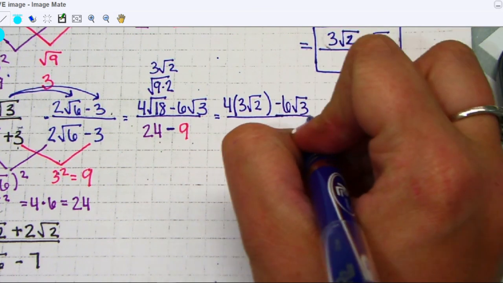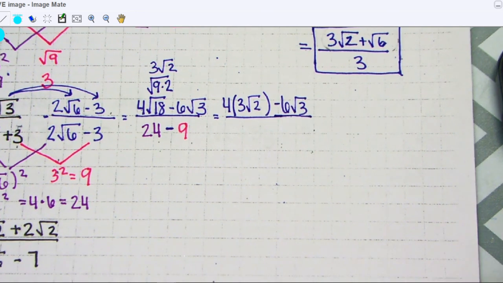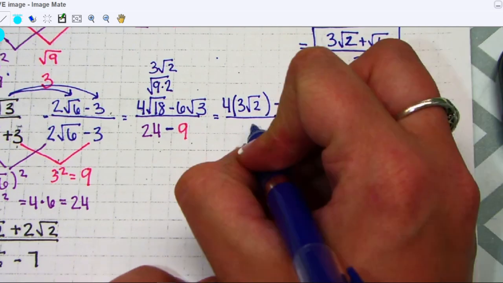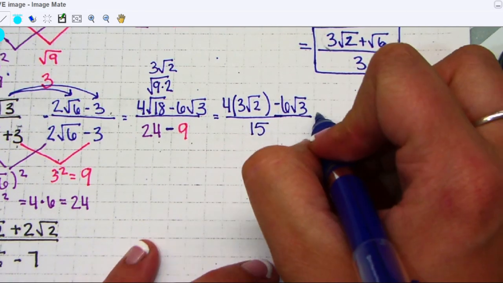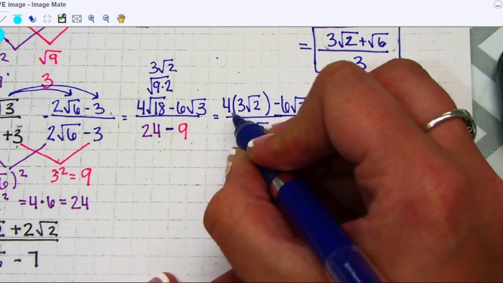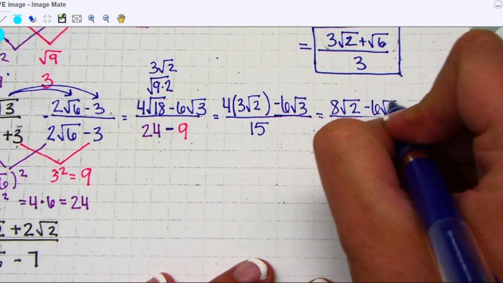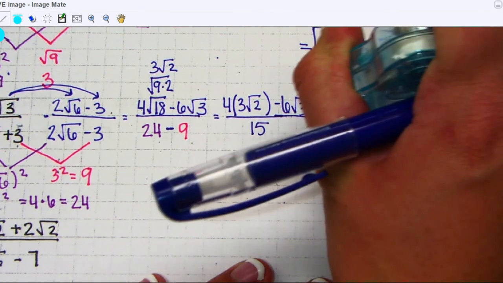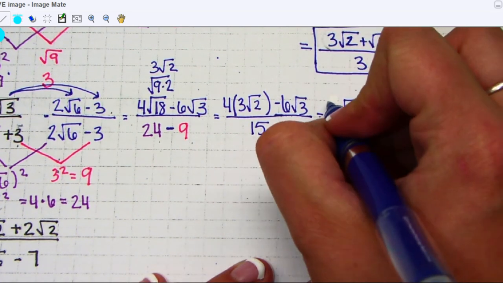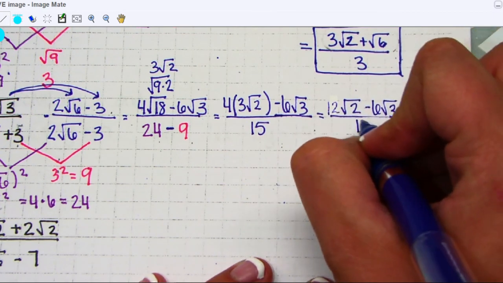What does the bottom become? Yes, 15. 24 minus 9 is 15. Okay. Let's continue to simplify. 4 times 3 is 12. Oh, it is. There we go. All right.